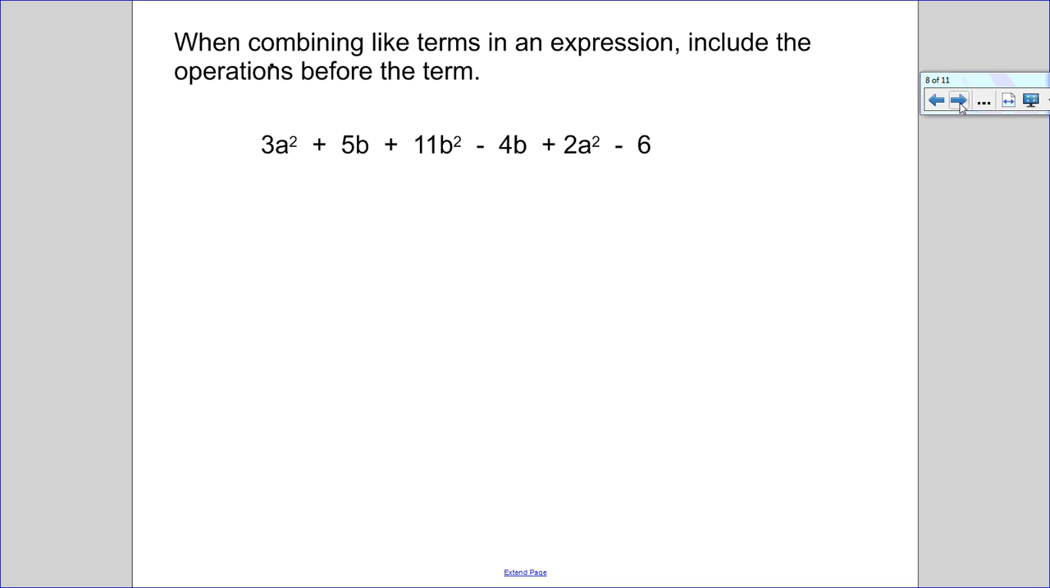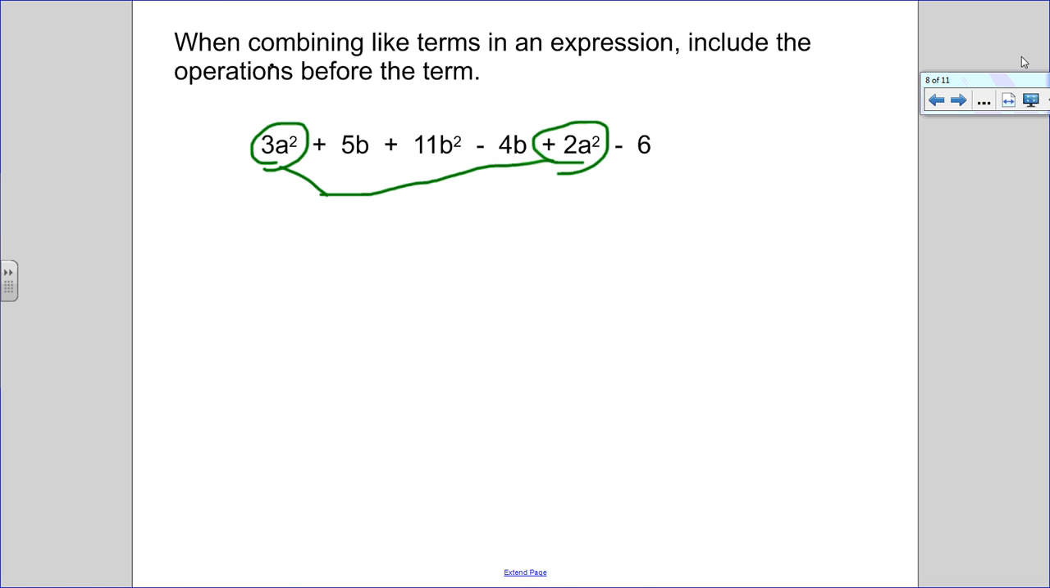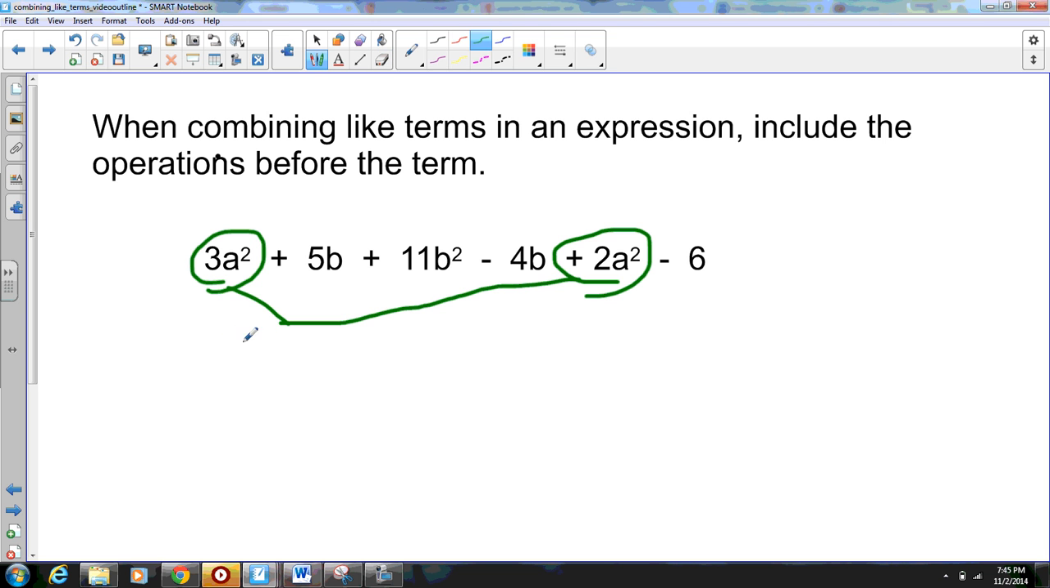When combining like terms in an expression, include the operations before the term. So in this case, we have 3a to the second power, and we have 2a to the second power. Notice I'm going to include the plus sign. So when I combine these terms, I'm going to get 3 plus 2, which is 5a squared. Now let me rewrite that so it's a little bit clearer. We will get 5a to the second power, or a squared.